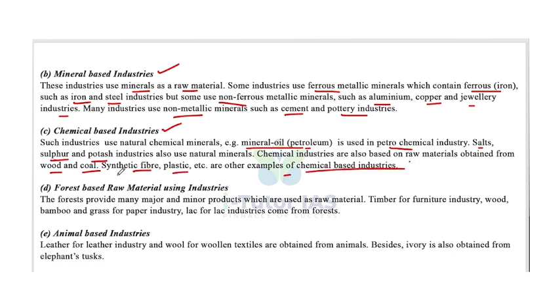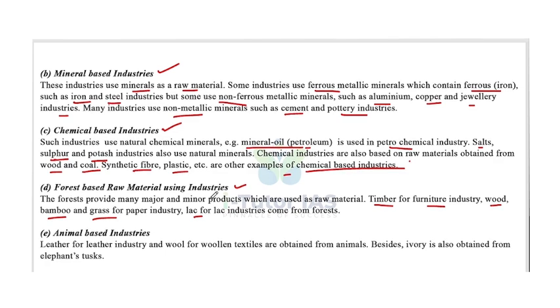Okay, so the synthetic fibers and plastic are also examples of the chemical-based industries. Now, forest-based raw material using industries. The forests provide many major and minor products which are used as raw material. Timber for the furniture industry, wood, bamboo, and grass for paper industries, and lac industries come from the forest. Okay, so that is the forest-based raw material industries.